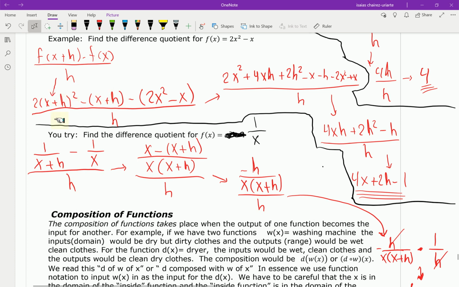So I hope that we agree on the forming of the difference quotient. This is the correct difference quotient that we should have. And technically that's it. I'm done. I have formed the difference quotient. That is the difference quotient right there. But now what I'm going to try to do is simplify it.